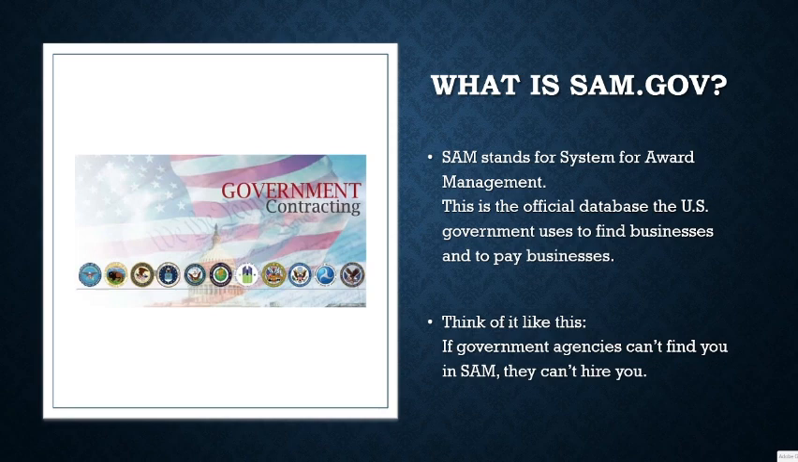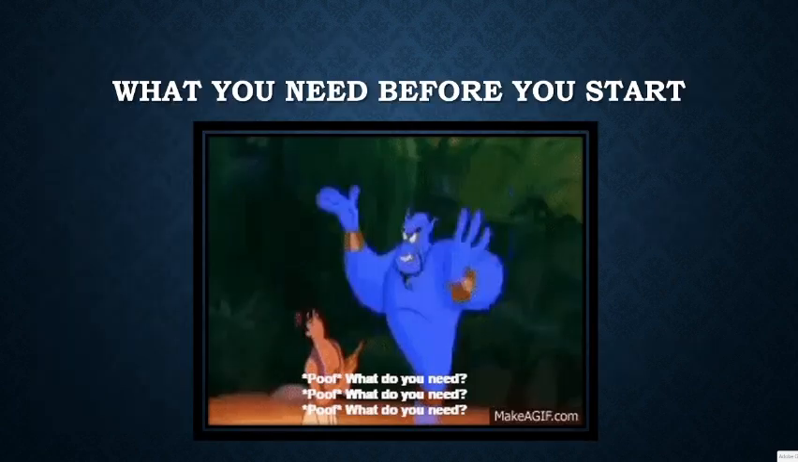Here we go. What is SAM.gov? SAM stands for System for Award Management. See, when you know what it means, it's easier for you to really get it. SAM.gov, System for Award Management. This is the official database the U.S. government uses to find businesses and to pay businesses. Keyword, pay. Think of it like this. If government agencies can't find you in SAM, they can't hire you, and they can't pay you.